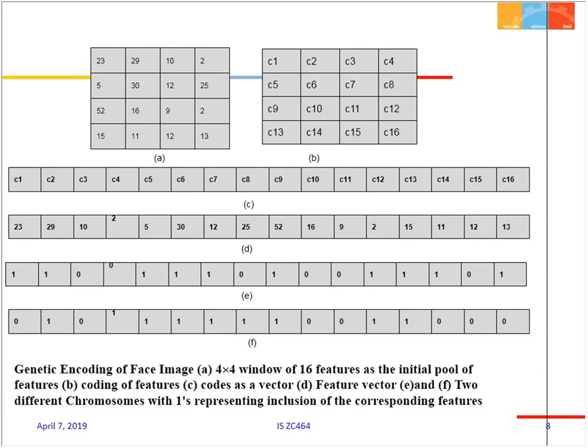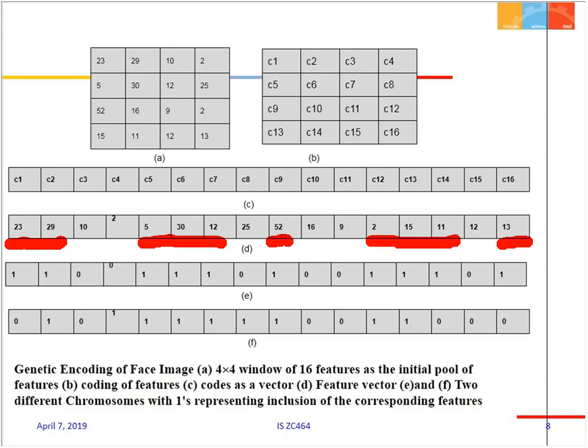we have not yet done the crossover. We have just created the two bit strings. Now this time you can see that using E we are able to select 23, 29, okay, and 5, 30, 12, 52, 15, 11, okay, and 13. This is what we are selecting using E. This may have its own fitness value.